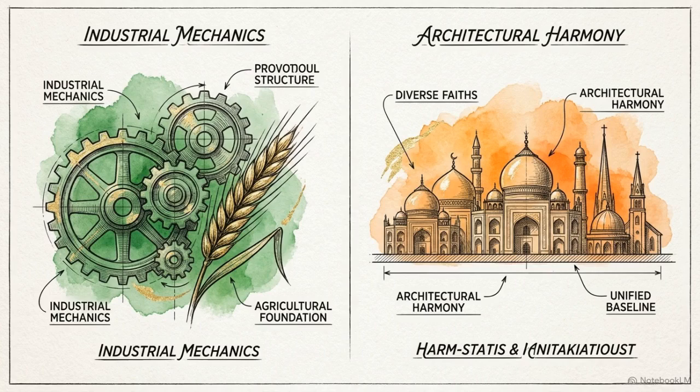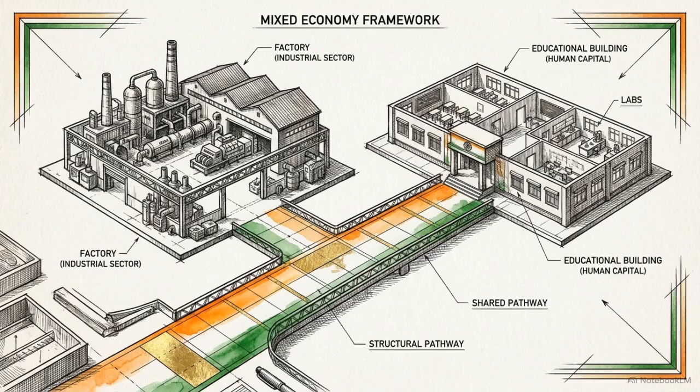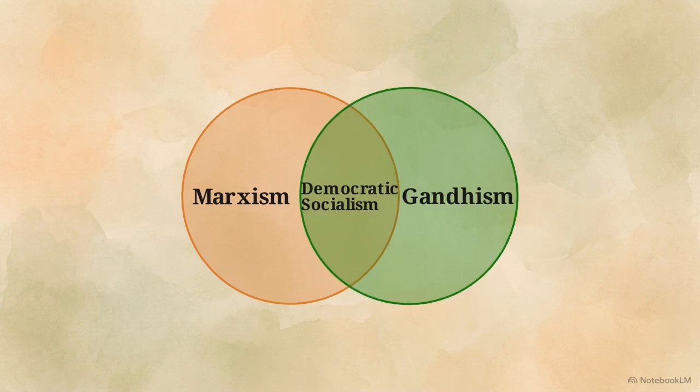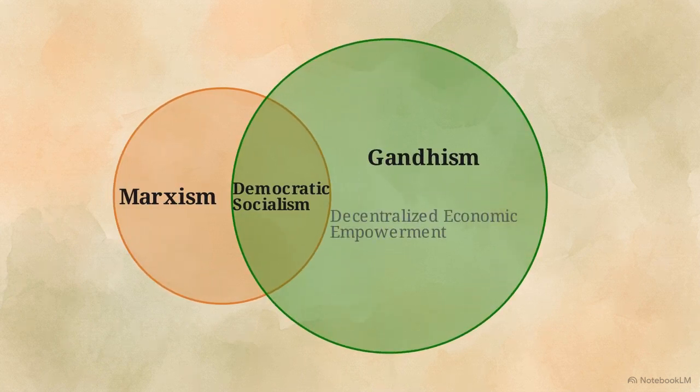This marks the only time the preamble has ever been amended, injecting two new operational philosophies into the document: socialist and secular. The Indian application of socialist has a specific legal definition. It refers to democratic socialism, a mixed economy framework where public and private sectors coexist. This differs from communistic socialism, which mandates the abolition of private property and total nationalization. Instead, the Indian model blends elements of Marxism with a distinct tilt toward Gandhian ideals of decentralized economic empowerment.